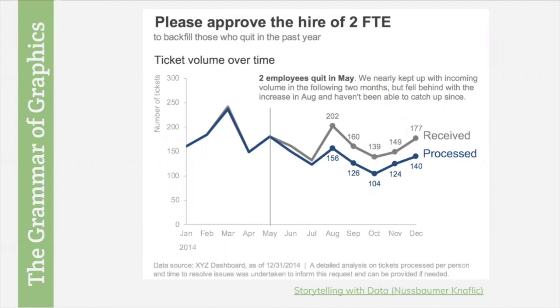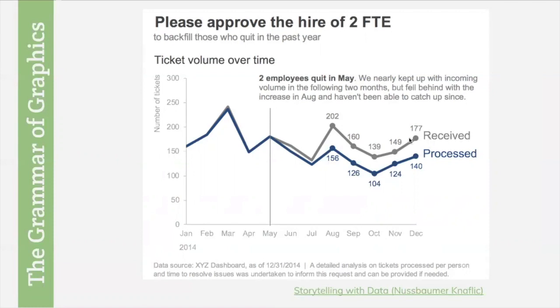So here we're looking at a line chart. And you can see that the blue and the gray lines follow one another up until May. There's an annotation on the plot indicating that 2 employees quit in May. So it says we nearly kept up with the incoming volume in the following 2 months, but fell behind with the increase in August and haven't been able to catch up since.